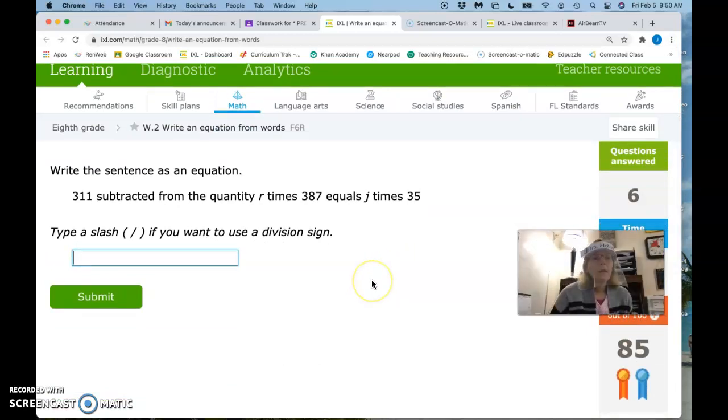Okay, so if 311 is subtracted from, it's going to be the second thing I write. Is it R minus 311? No. Put the number first. The quantity R minus 387 is divided... R minus 311 equals J over 35. What about the quantity? 35J. Thank you.